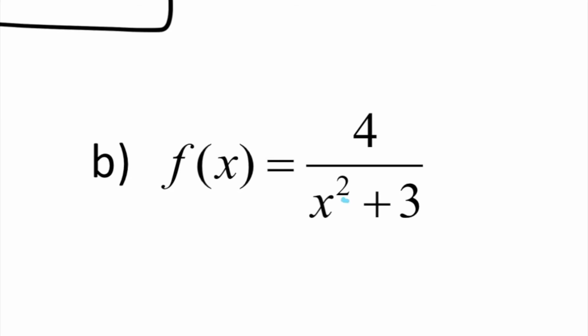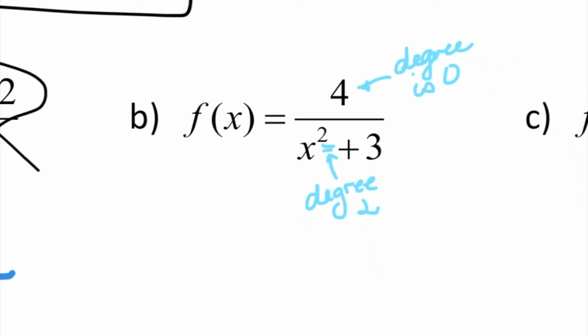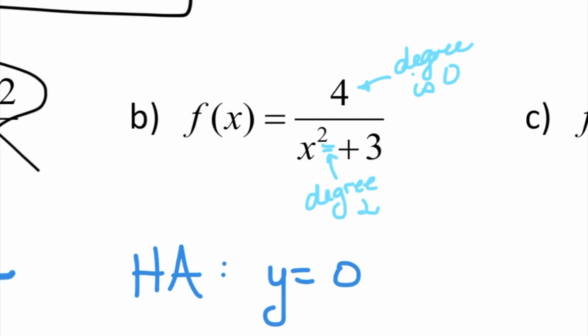Here, your degree is 2 in the denominator, but if there's no x at all, then your degree is 0. If the degree of the denominator is bigger than the degree of the numerator, then you have a horizontal asymptote at y equals 0. It's always going to be 0.